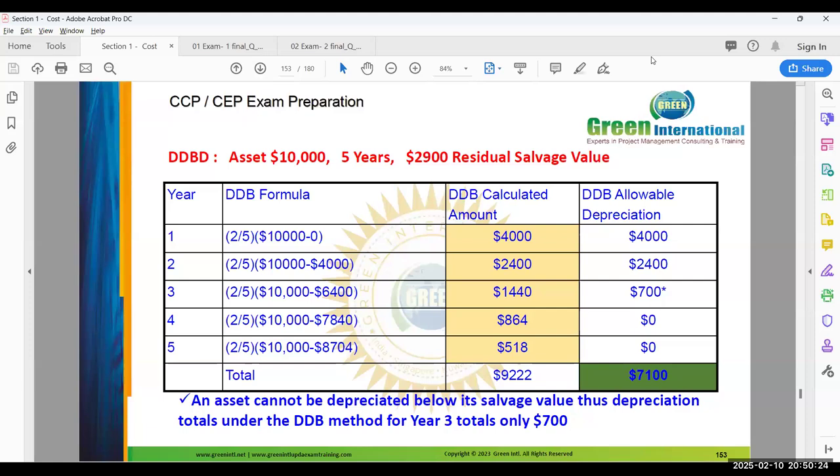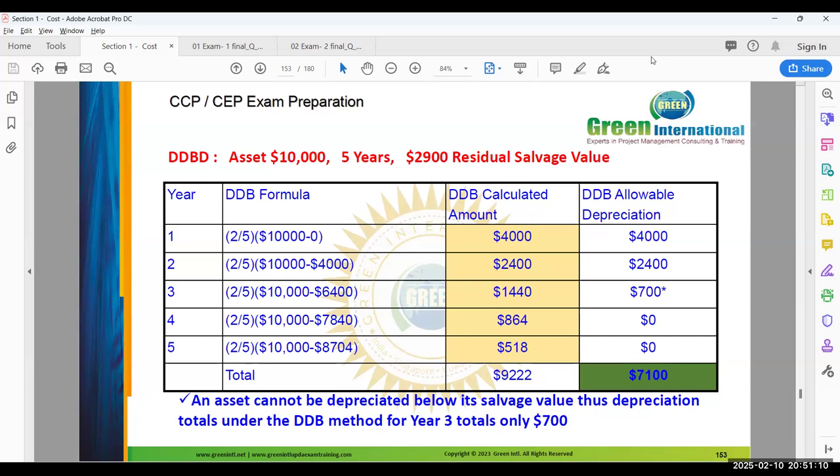And the third year, 2 by 5 times 10,000 minus 6,400. How 6,400? First year 4,000, second year 2,400. So I got 1,440. But the maximum depreciation amount is 7,100. Why? I cannot depreciate more than the book value of the equipment. The maximum depreciable value is 7,100 because there is a salvage value of 2,900.